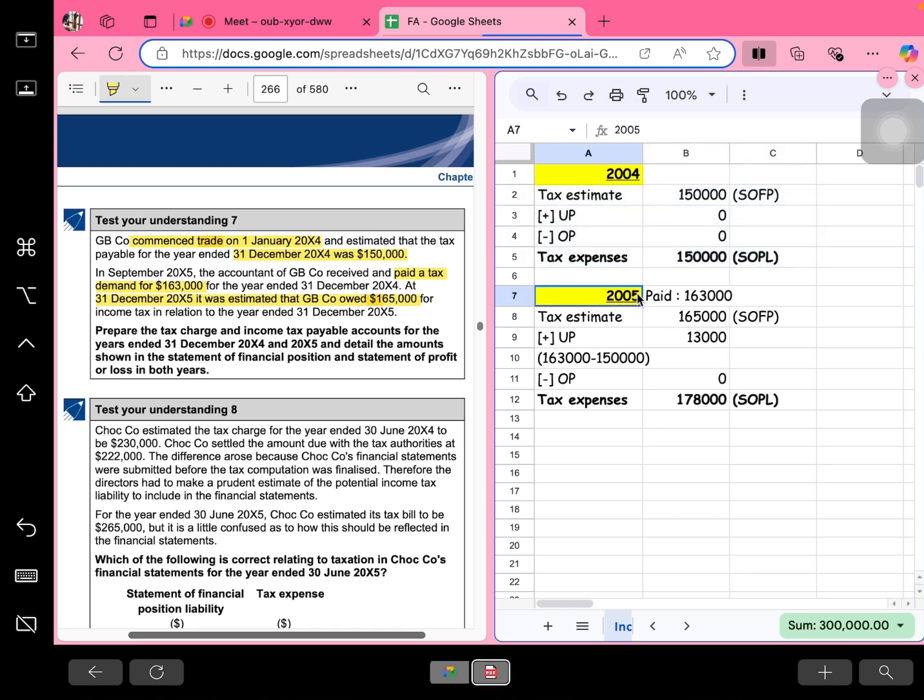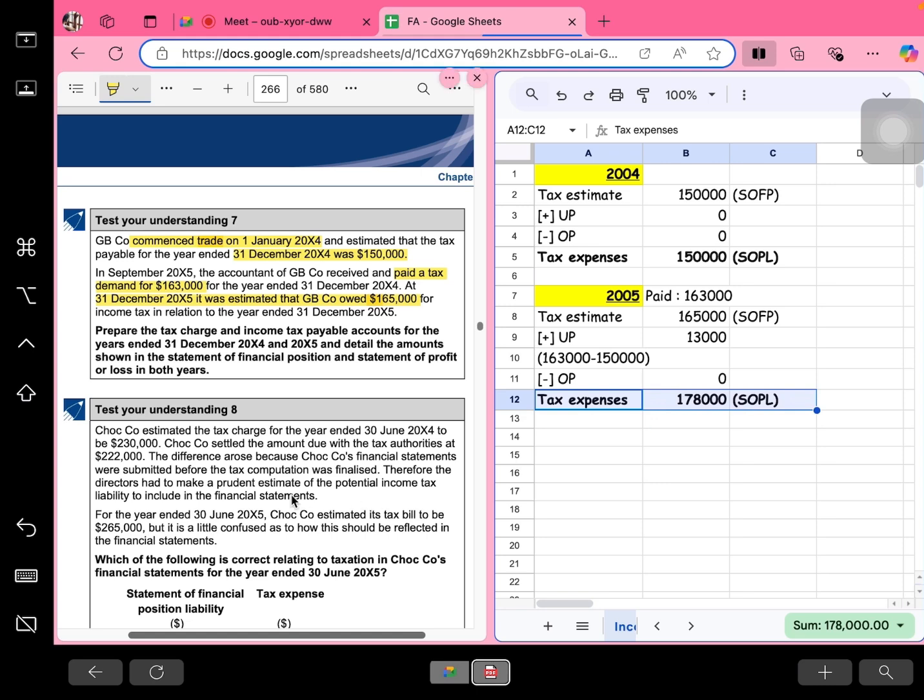But what happened in 2005, we actually paid 163,000, which is more, right? But the problem is in the accounts we have just shown 150,000. So we have to show more. So with the tax estimate of the current year, which is already given here as 165,000, we are going to add the under provision as well. That is 163 minus what was actually paid minus previous year provision. Clear? So together this year we have to pay 178,000. Clear now?